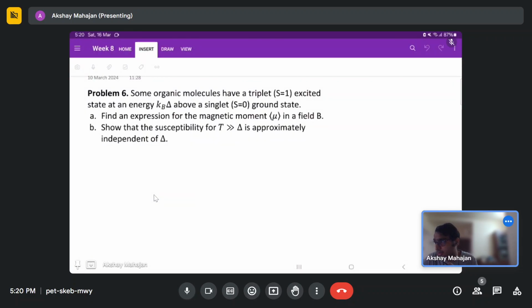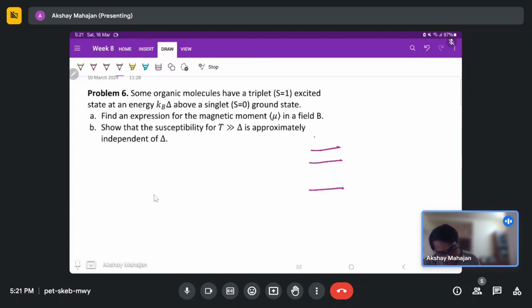Okay, so basically what is given to us is that we know there are going to be 3 triplet states. And we have our singlet state, which is a single singlet state S equals 0, that is your ground state. Above that ground state you have your triplet state, and it is given that the organic molecules have a triplet state excited at an energy Kb delta. So basically the energy difference between them is Kb delta. Okay, and so the separation between these triplet states.